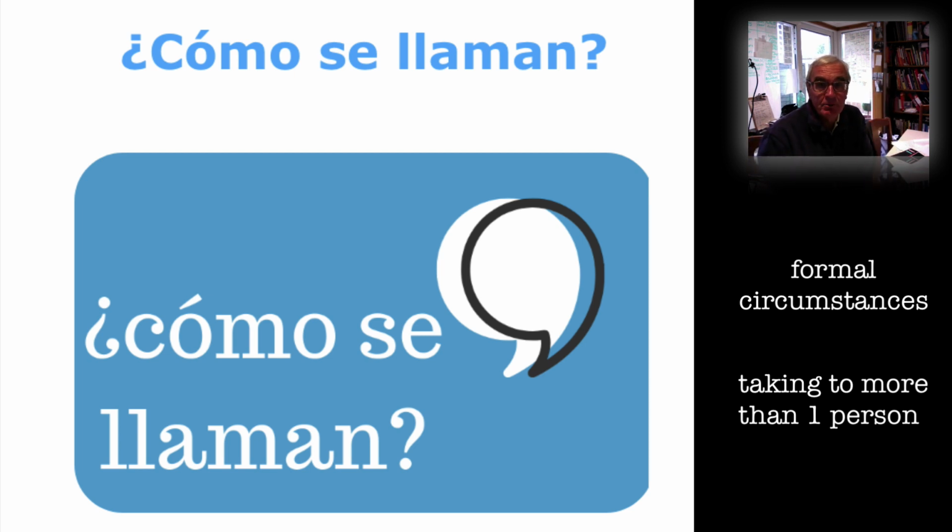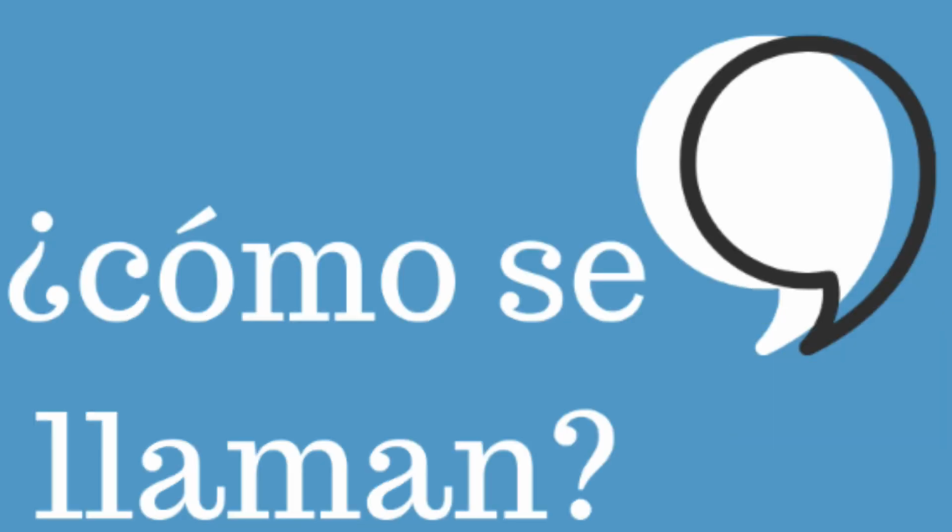So perhaps the example I could give, you've got a number of new business contacts that you've just made, and you could say to them, ¿Cómo se llaman? Because you're talking to all of them, and you're actually saying, what are your names? So that would be, ¿Cómo se llaman? But that's the fourth way that we've looked at of saying, what is your name in Spanish? And it's ¿Cómo se llaman?